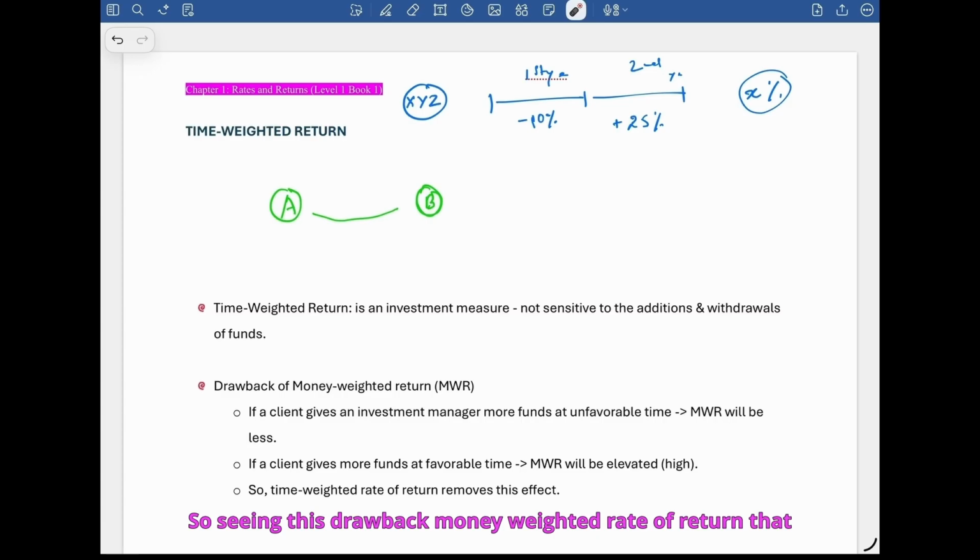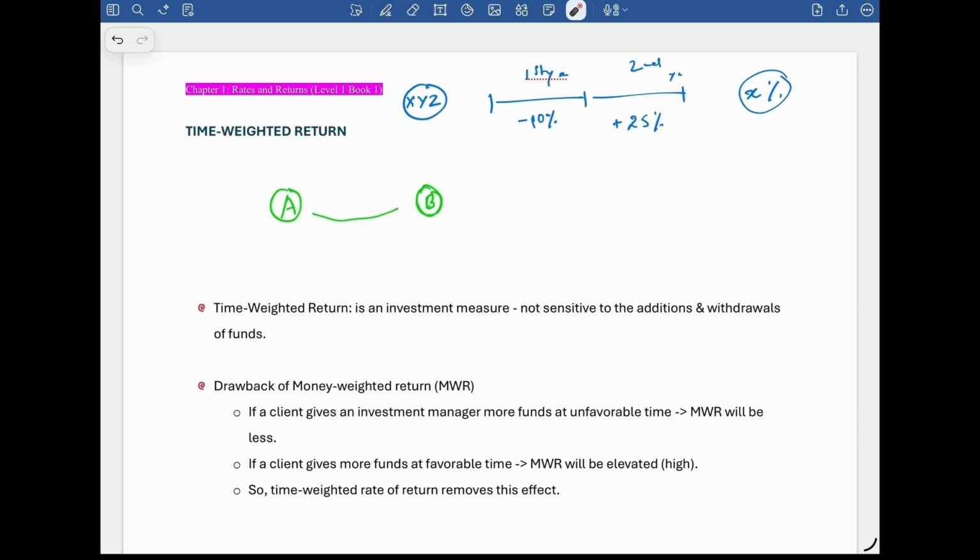So seeing this drawback of money weighted rate of return, that it is going to be different for different people, we came out with time weighted return.